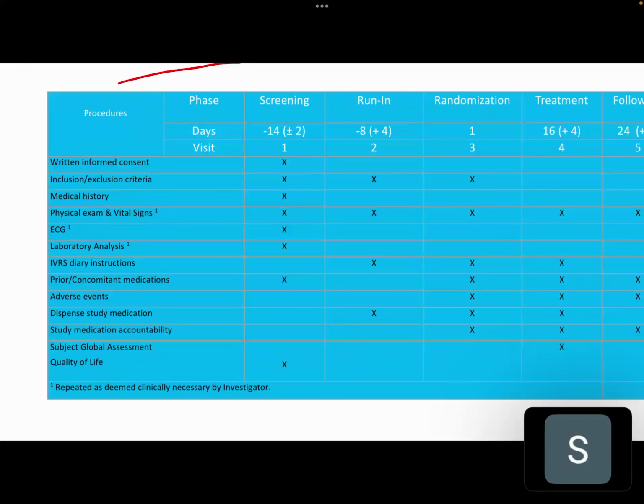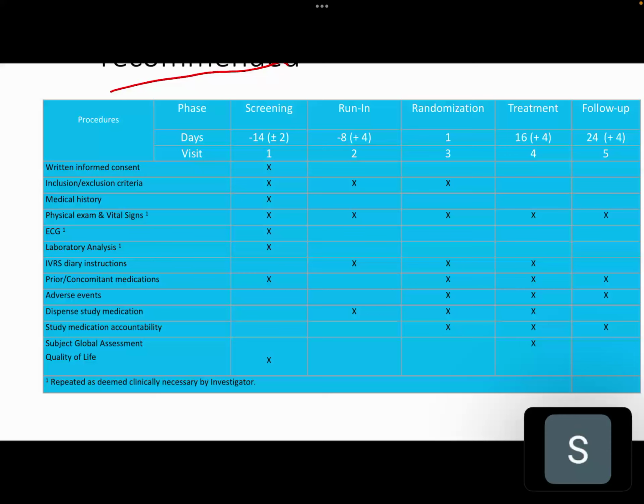See here, mostly what we choose to do is take a printout and paste it in front of us. See, phase, day, visit, screening, run-in, randomization, treatment, follow-up. Here informed consent and screening are happening. Day 1, visit 1: medical history, the same day they are taking. Physical exams, here they are taking. They are also taking physical exams in the run-in period, randomization also, treatment also, day 4 also.